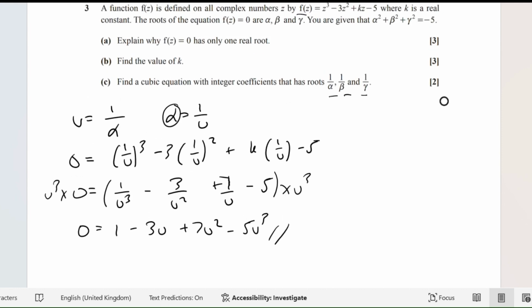So overall, this is quite a long question. It's worth 8 marks in total, but they split it out pretty nicely so that it covers a wide range of topics. If you're able to do all these questions pretty simply, then you probably have a strong grasp of roots of polynomials, which is why I decided to cover it today.